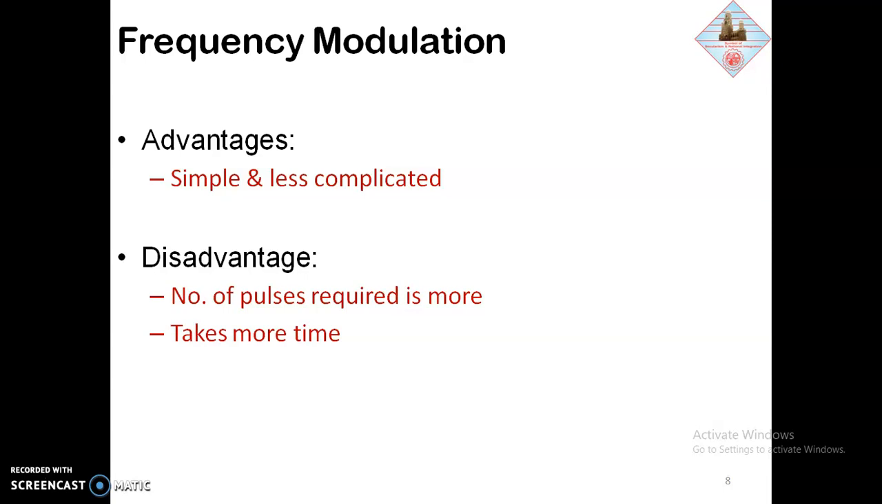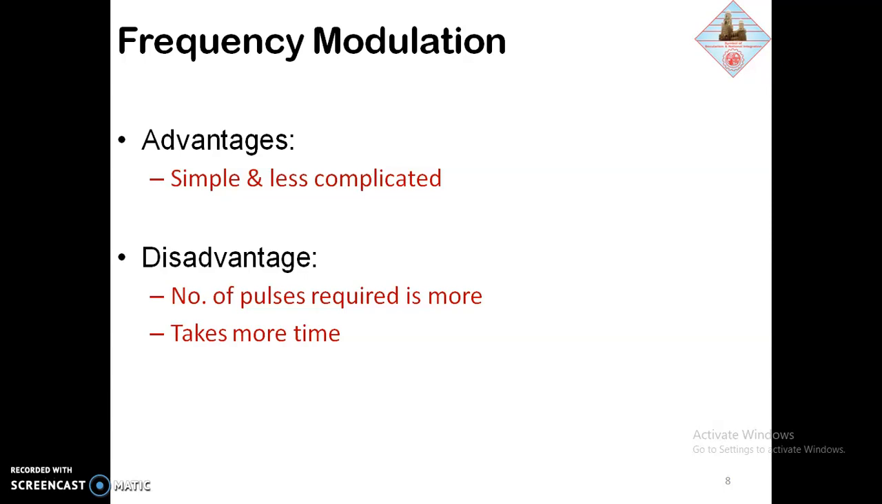The advantage of FM is that it is a simple technique, therefore the encoder and decoder circuits will be easy to implement for it. Whereas the disadvantage of FM is that the number of pulses required to encode a given data is more, as we have seen in the previous example.